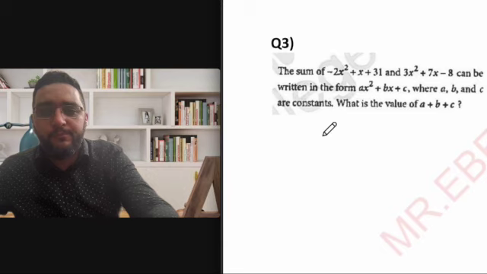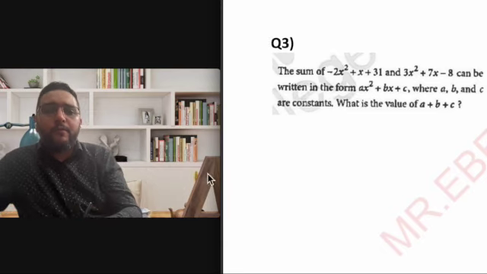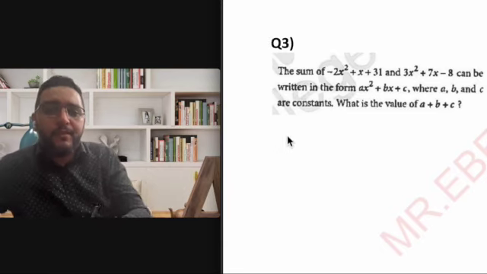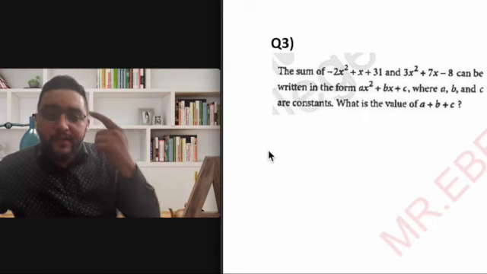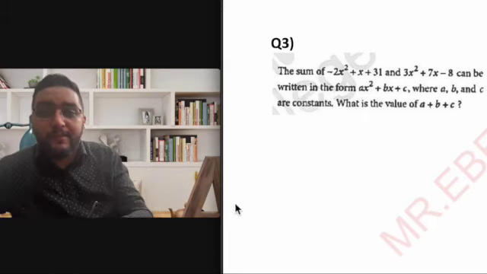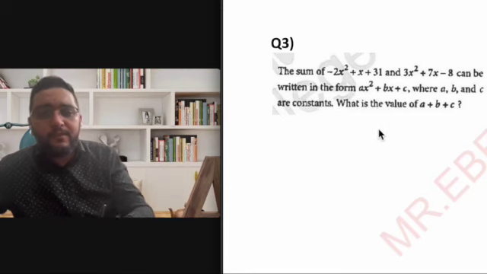Question 3. Find the sum of negative 2x squared plus x plus 31 and 3x squared plus 7x minus 8. The sum can be written in the form ax squared plus bx plus c, where a, b, and c are constants. What is the value of a plus b plus c?